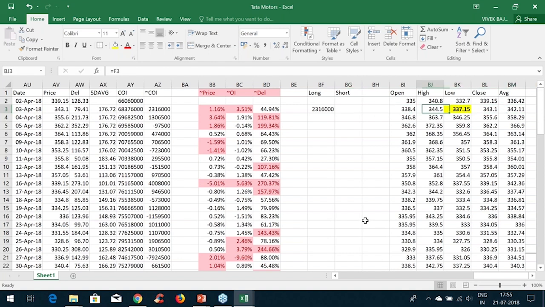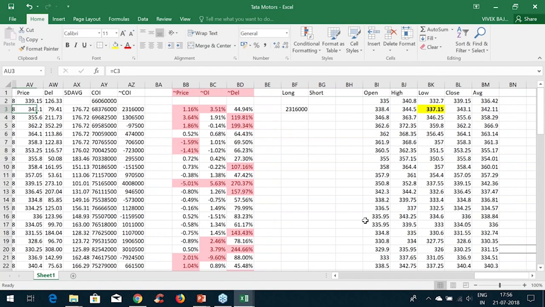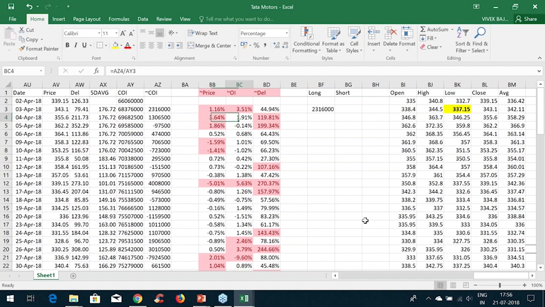So for me, if I want to maintain the ladder of the prices for this stock, I would say 337 is a very important price because this is the price where longs were getting added into this stock. Next day, again the price has gone up, open interest has gone up slightly, so new longs were added, but not as much as the previous day, but yes, new longs were added and good delivery happened that day.